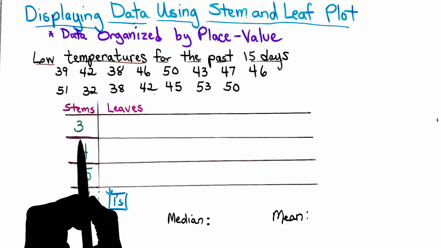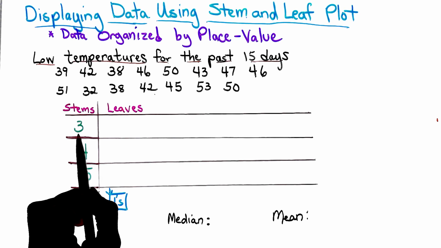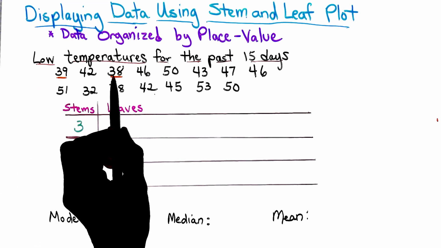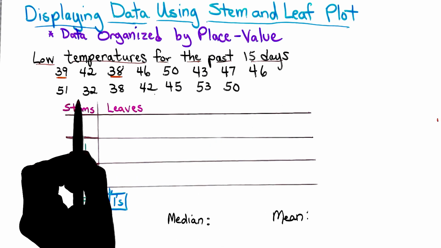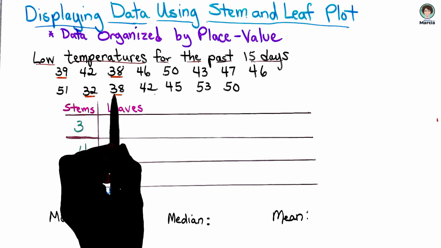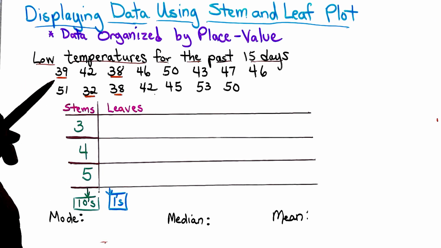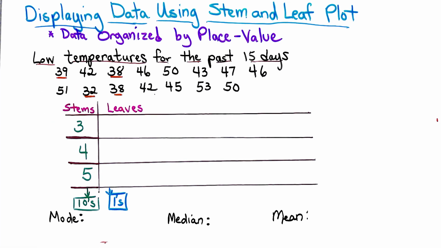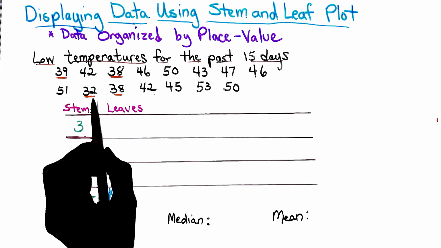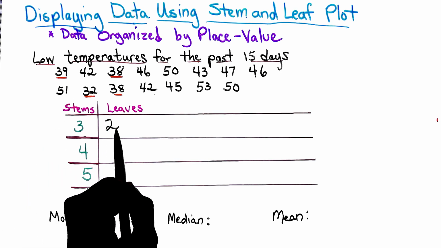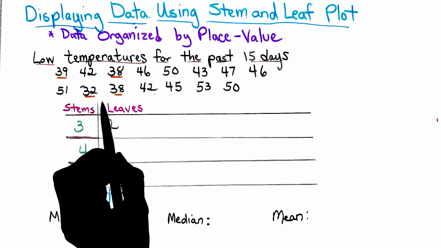So we're going to start off by finding all of the 30s. I'm underlining: there is a 39, a 38, no more there, a 32, and a 38 again. So I know that when I'm doing my 30s, I am going to have 4 data points listed. And it needs to be in numerical order. So the smallest is 32. Since this stands for a 30, we just put a 2 here. So we've used this one.